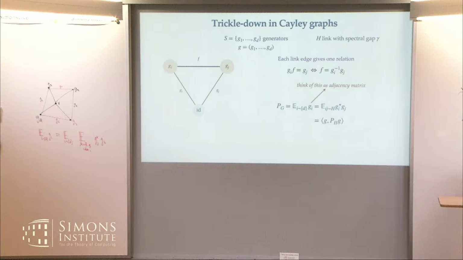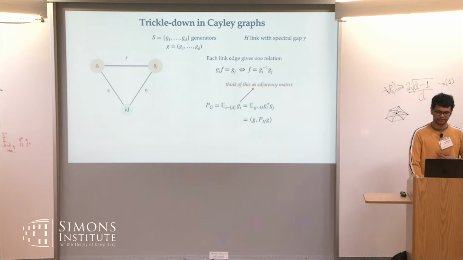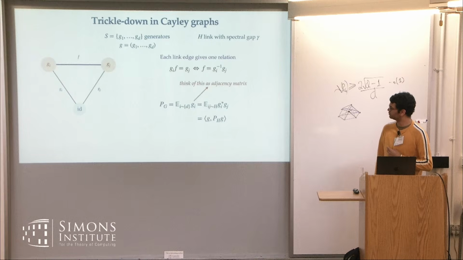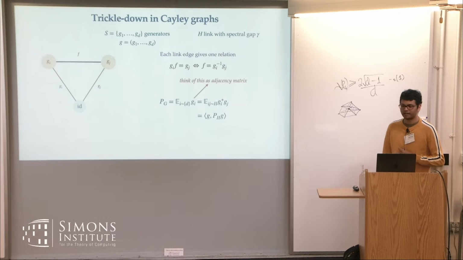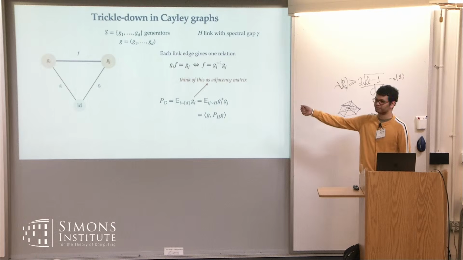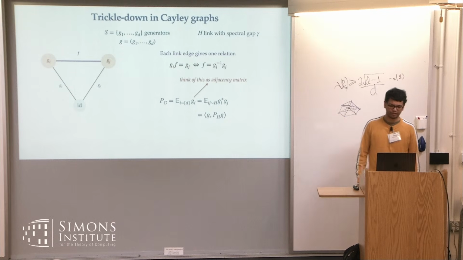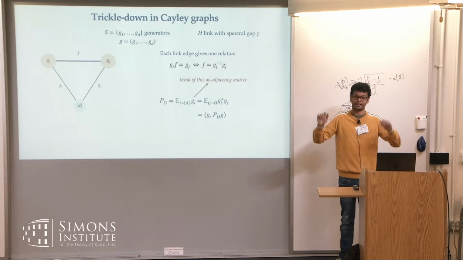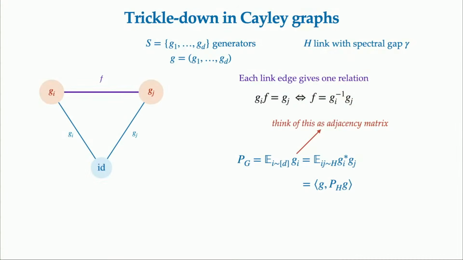You haven't used that all the links are the same yet. This is just true for any particular link in a Cayley graph. Well, okay, in the Cayley graph they are. So yes, I guess this is in some sense using that they're all the same, because this is an equality for the whole global Cayley graph, but I just used the perspective of one link.